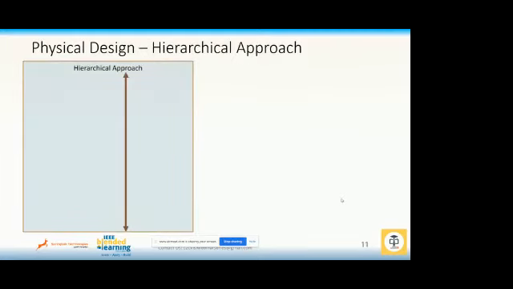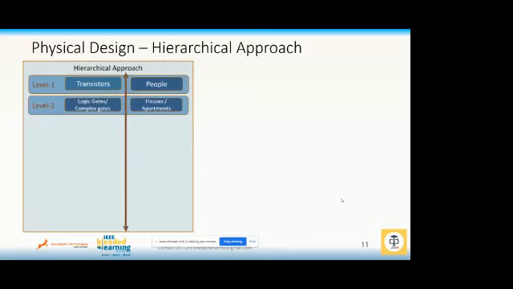So one of the key important aspects in physical design is designing hierarchically. So let's compare how the world population and transistors go. Let's say at level 1 we have transistors and number of people.